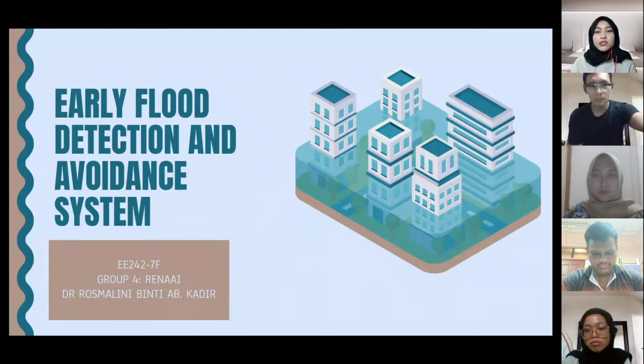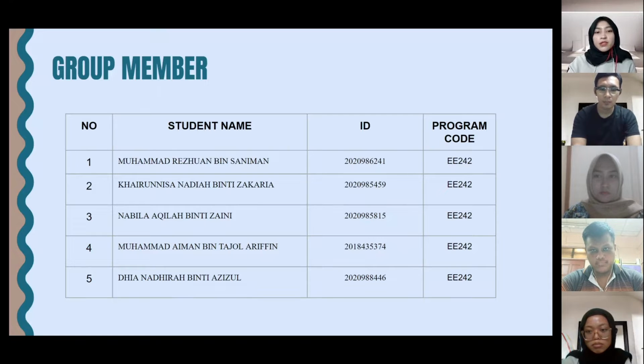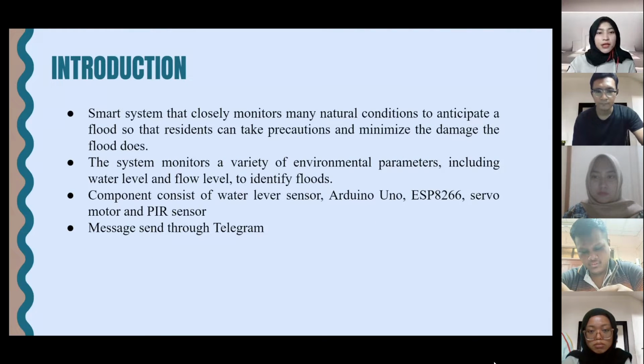Today we're going to present our capstone project entitled Early Flood Detection and Avoidance System. Our group members consist of Muhammad Rizwan bin Taniman, Kairunisa Nadia binti Zakaria, Nabila Akilah binti Zaini, Muhammad Aiman bin Tajul Arifin, and Dia Nadirah binti Azizul. Next, for the introduction part, I'll pass to my group member, Rizwan.